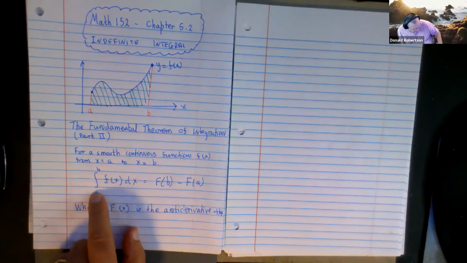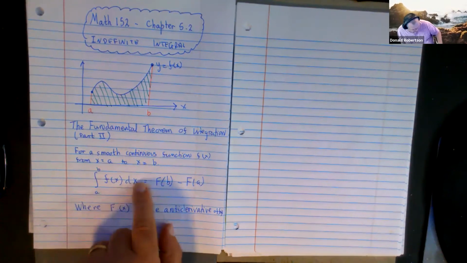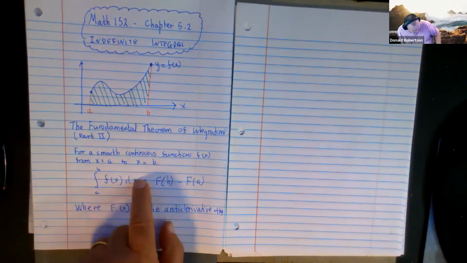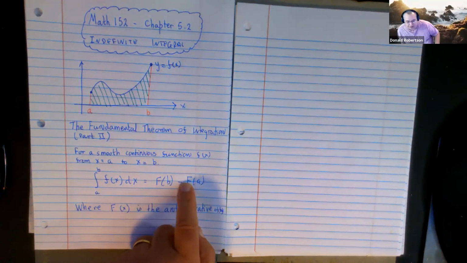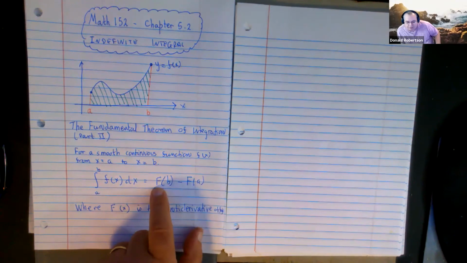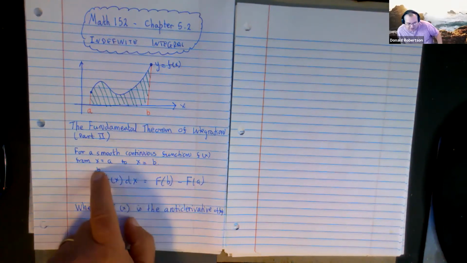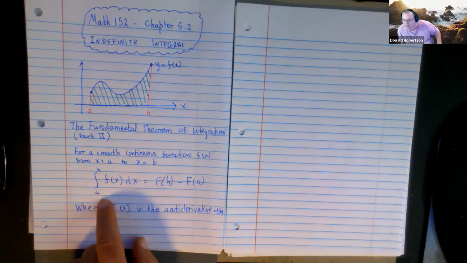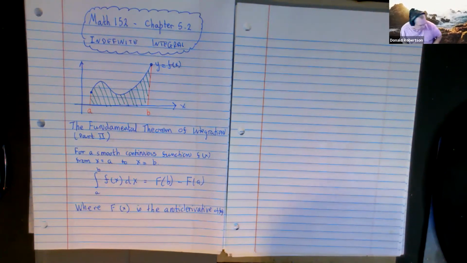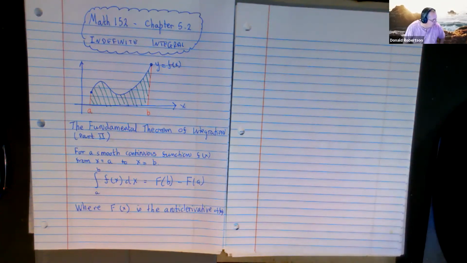Then for a smooth curve f of x from x equals a to x equals b, the area under the curve from a to b of f of x is equal to capital F of b take away capital F of a. In other words, the value of the antiderivative at b take away the value of the antiderivative at a. So all you really need is essentially to find the value of the antiderivative at 2 places.